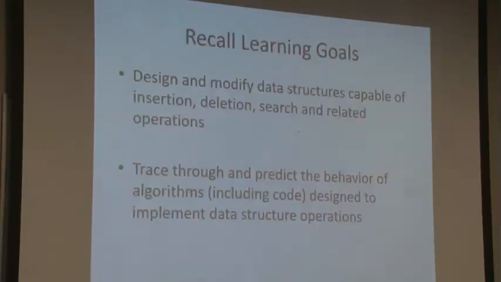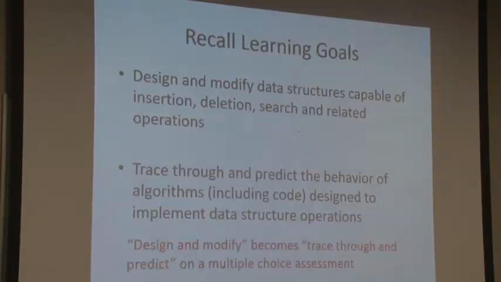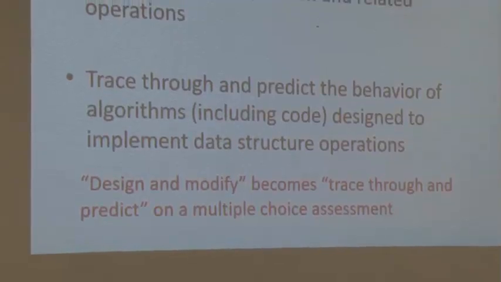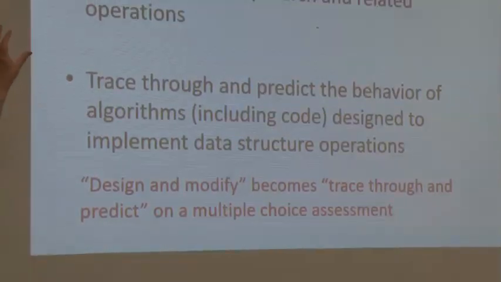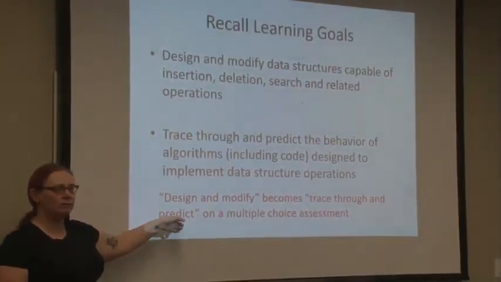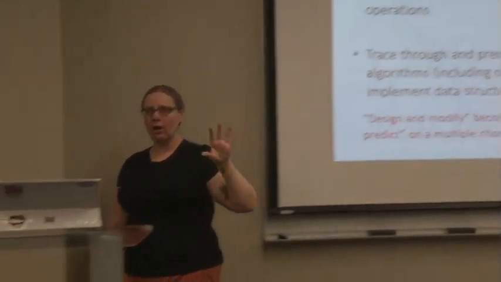However, we have a second learning goal, which is trace through and predict the behavior of algorithms, including code designed to implement data structures. And we have a third learning goal that's trace through code and be able to tell if there's a mistake in it. So we have this huge problem, which is on a multiple choice test, all of our questions, which are trying to test our design and modify goal, become questions which are testing our trace through and predict goal. So we really can't separate these two learning goals under our multiple choice scenario.